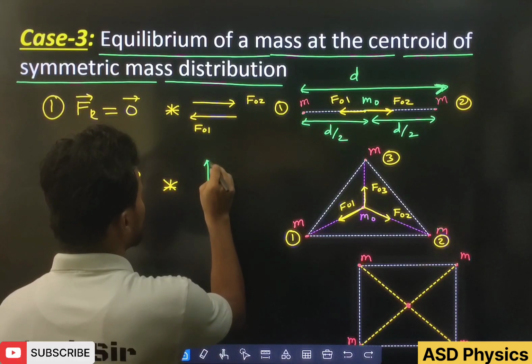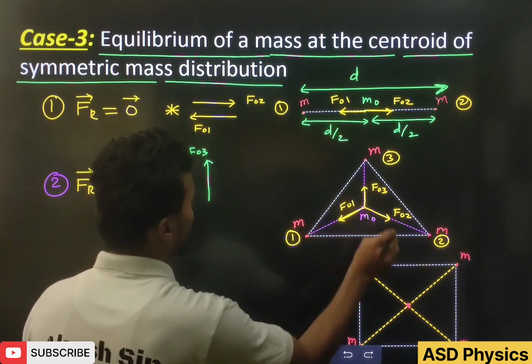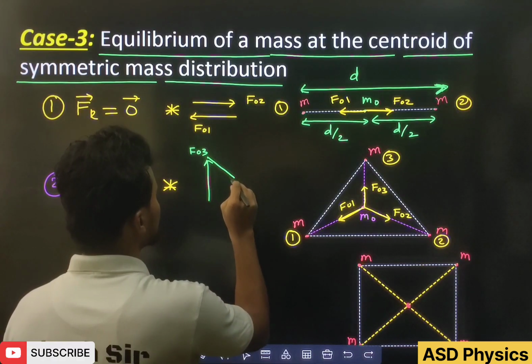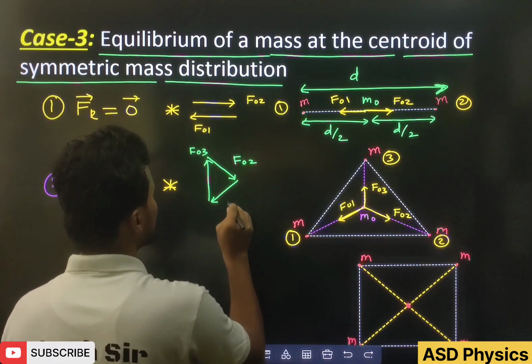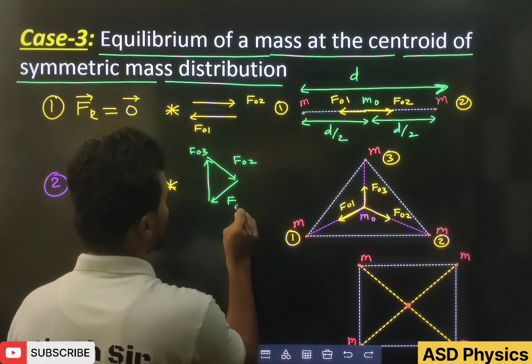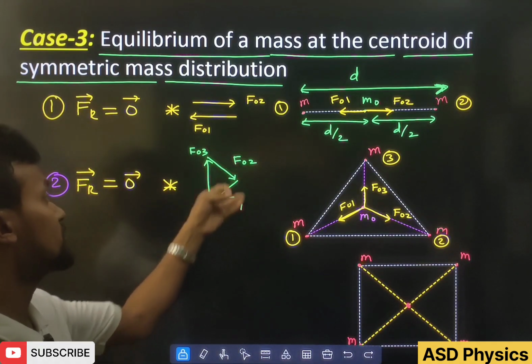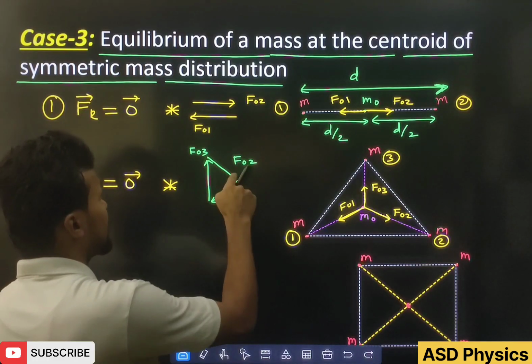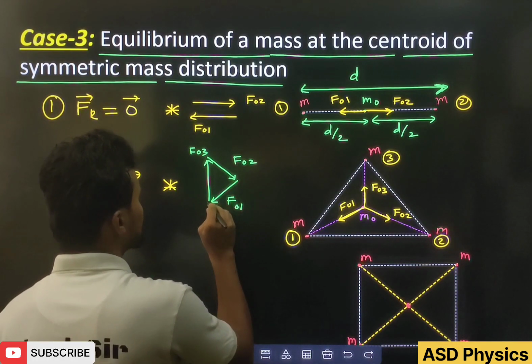Let's take here, if I'm drawing here, this is F03, upward. After that, F02 in this direction. This is F02. After that, one more vector will be there, and you can see here, this is F01. So what is happening? They are making one closed polygon, and all are in the same order: tail, head, tail, head, tail, head. And they are making how much angle from each other?